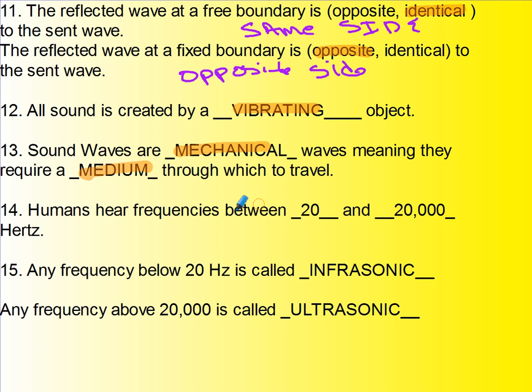Now you need to know these. We can hear between 20 and 20,000 hertz. Anything below 20 hertz is infrasonic. Okay, this is what elephants hear. While anything above 20,000 is ultrasonic. This is how we see babies, and this is used extensively in medical technology.